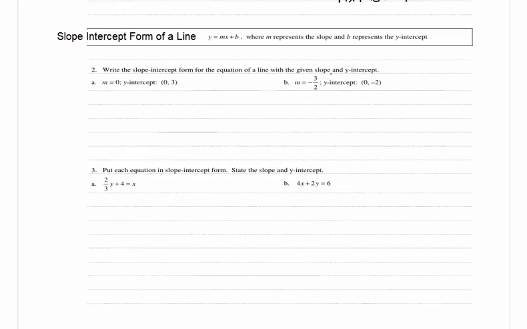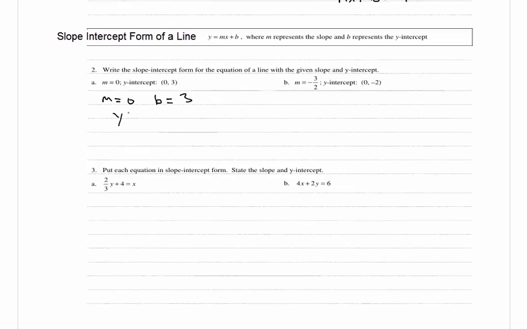In 2, it wants us to write the slope-intercept form for the equation of a line with the given slope and y-intercept. In A, we have m is equal to 0 and y-intercept is 0, 3. So we'll have m is equal to 0 and b is equal to 3.